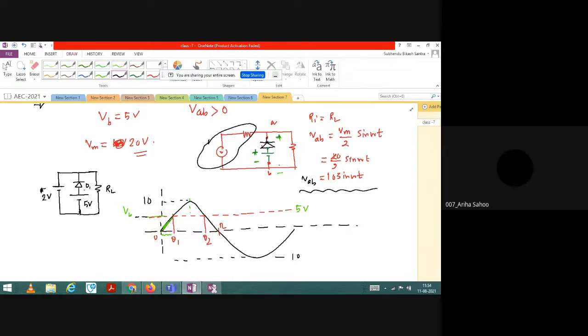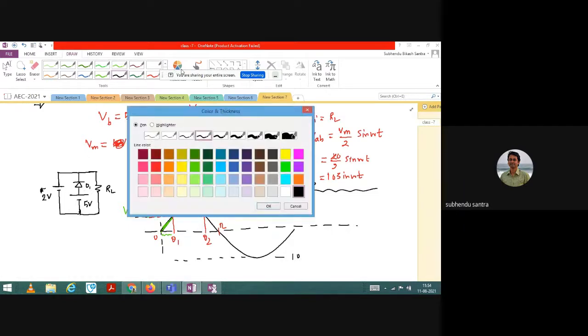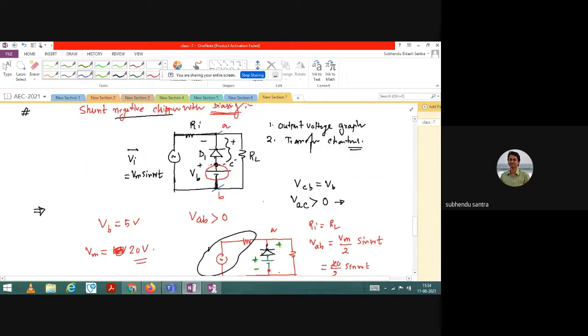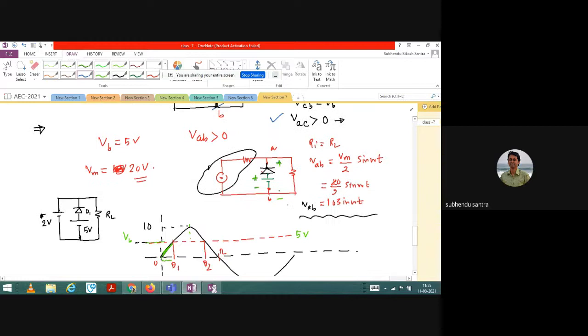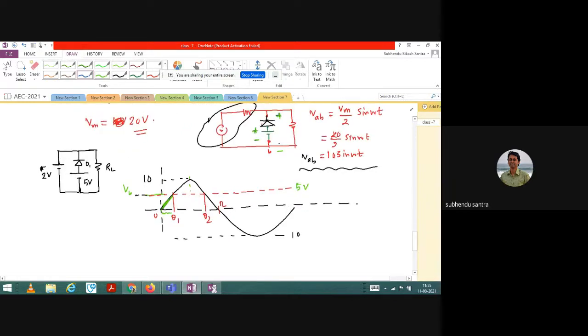Reverse bias. Okay, now let us see. Already you told the answer in the previous diagram. You told that if VAC is greater than 0, then reverse bias. If it is less than 0, then forward bias. That's what you told. Now you forgot to apply the same concept here.